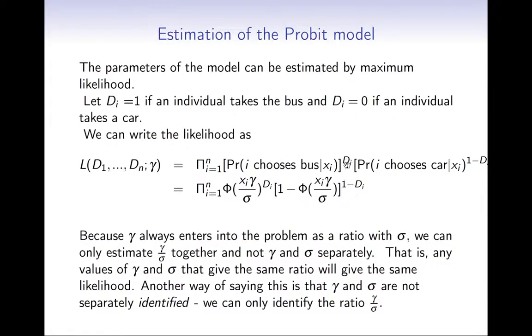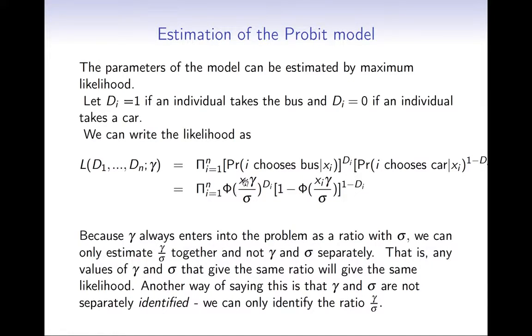So here I'm assuming there are n people. For the people that we see making the option 1 choice, we write down the probability that they choose option 1. And for the other people, we write down 1 minus that. So that's the probability they choose option 0.